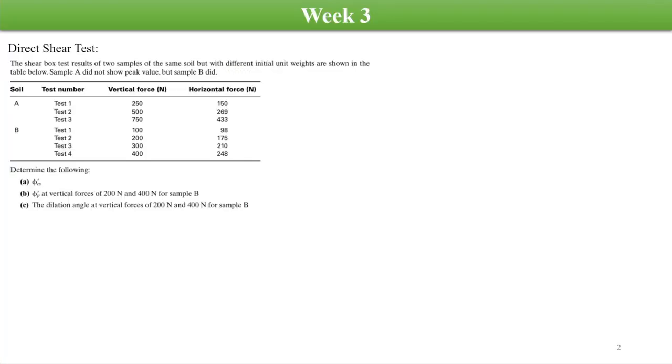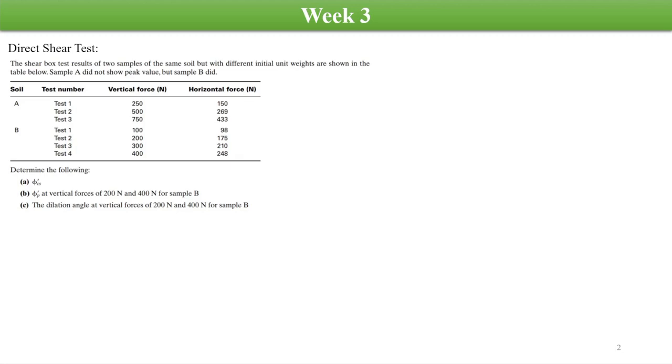So, as we move on to week 3, we will first like to discuss the numerical we did in the last tutorial class, and we'll be solving it again in greater depth. The first numerical is about direct shear test, and it says the shear box test results of the two samples of the same soil, but with different initial unit weights are shown in the table below. Sample A did not show a peak value, but sample B did.